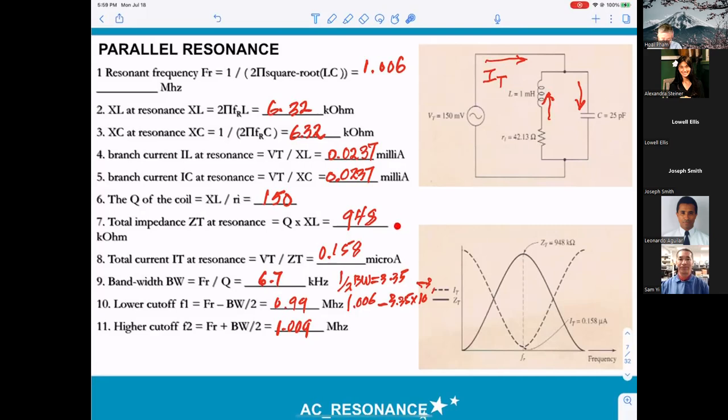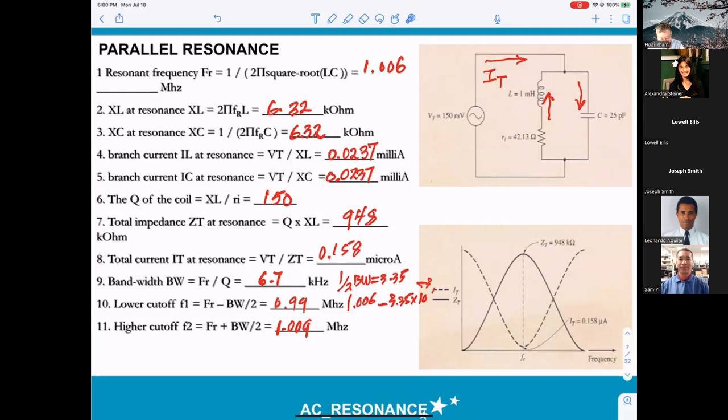And number seven, they want to get the total impedance at the resonance. The formula will be Q times XL. And I get 948 kilo ohm. Yes, 948 kilo ohm. Okay, perfect.